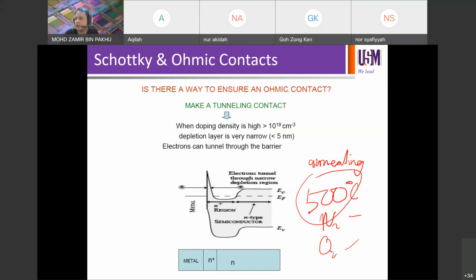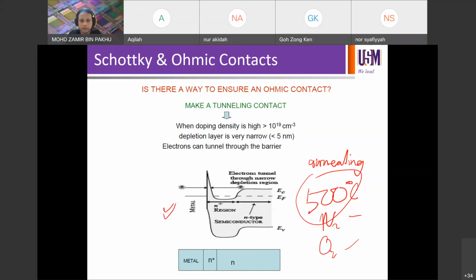But you have to look at the right parameters, temperature, time, ambient, surface condition in order to ensure ohmic contact formation. So this is just another Venn diagram, similar to what we've discussed on the previous page.